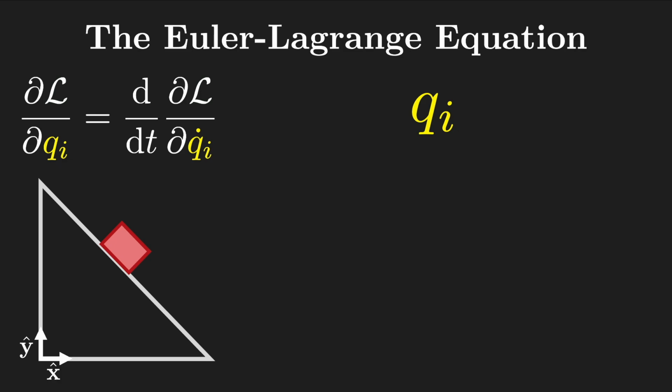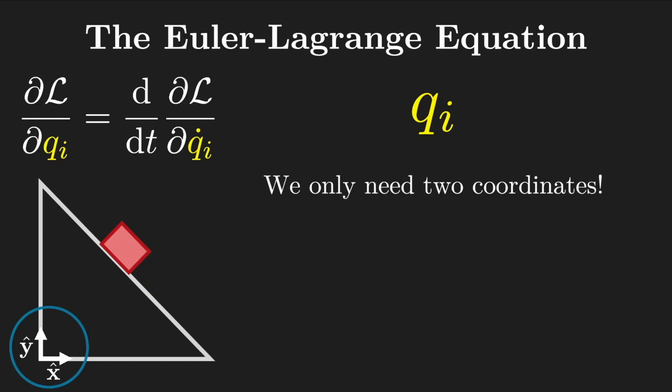the box's motion? You might be tempted to say that we need 3, right? We're dealing with Cartesian coordinates, x, y, z. But if you notice that the box is trapped to just following the path along the slope, you'll see that it's only moving along the xy plane. In other words, we only need 2 coordinates, which is pretty convenient. And so in this case, we would have q1 equals x and q2 equals y.